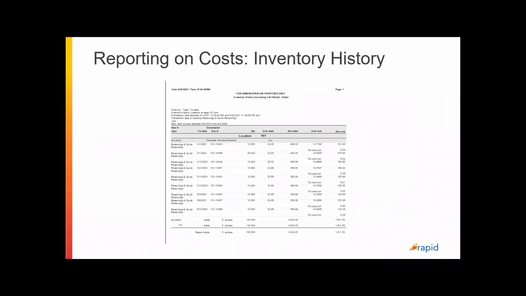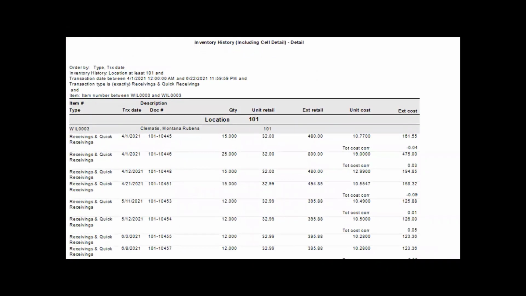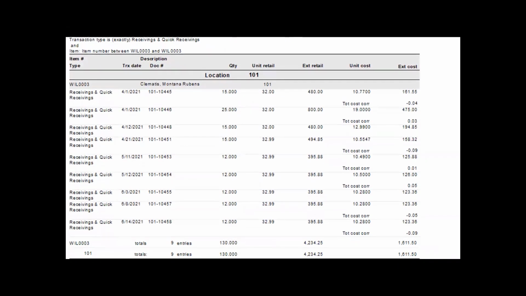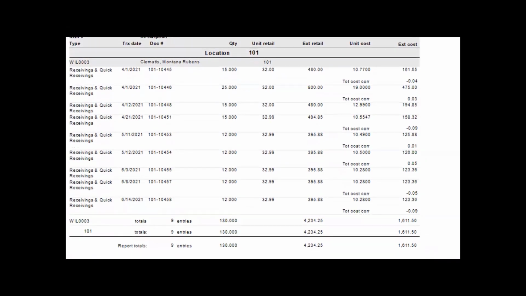Some of this might be a little difficult to see, but basically we're looking at one specific item over time. And we're seeing how that cost has changed over time, right? So you can do a trend analysis to see how the seasonal changes and any other changes might have impacted this cost. And again, just to get a little insight as to what's happening in your profit margins and with your inventory.